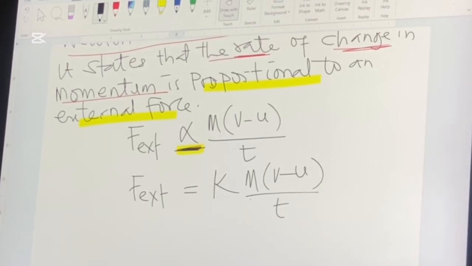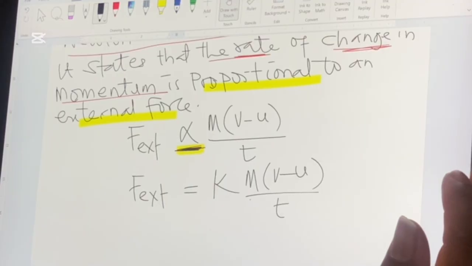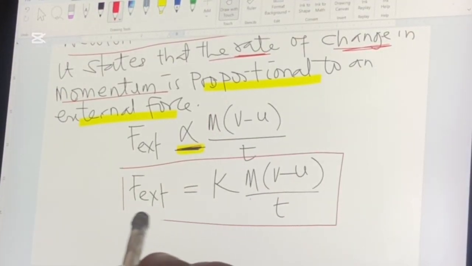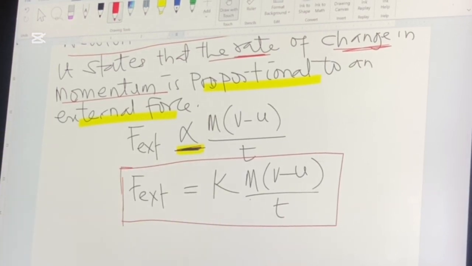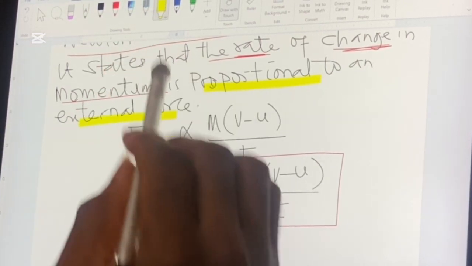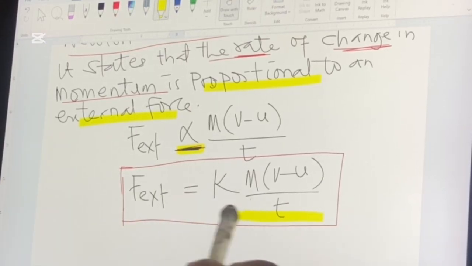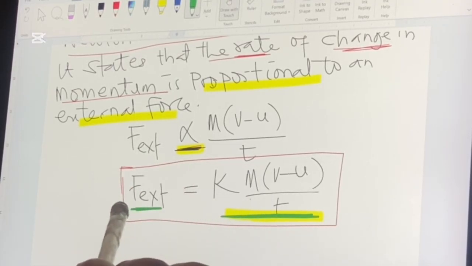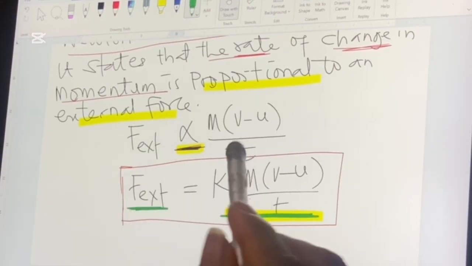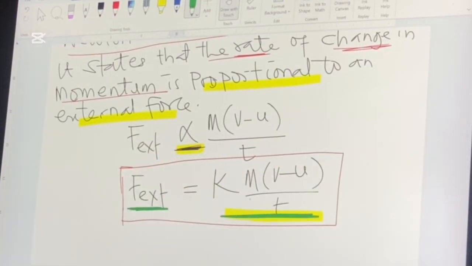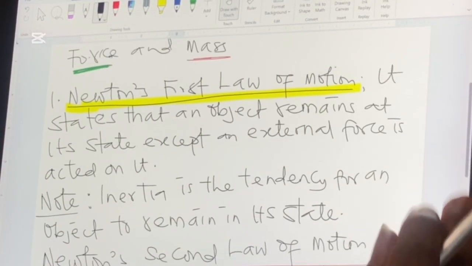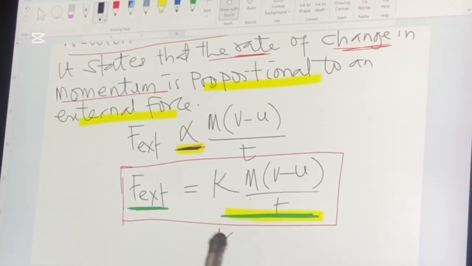But there's something you have to understand here. For this formula to be dimensionally correct, the right hand side must be equal to the left hand side. The unit of the right hand side must be equal to the unit of the left hand side. So for the units to be equal, we introduce k to be equal to 1.